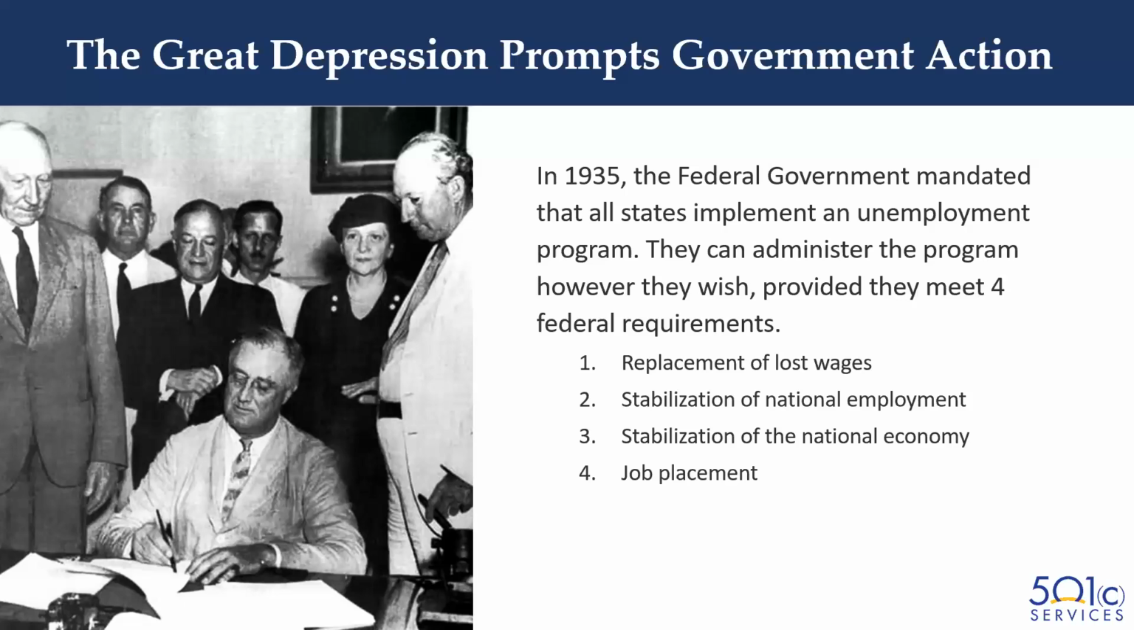And then the fourth and final requirement is actually job placement. And this is why the state unemployment agencies are the #1 job placement bureaus in America. Now, outside of these 4 requirements, each state administers its own program, and this is why regulations regarding eligibility, benefit amounts, and the length of time that someone can collect are going to vary by state.